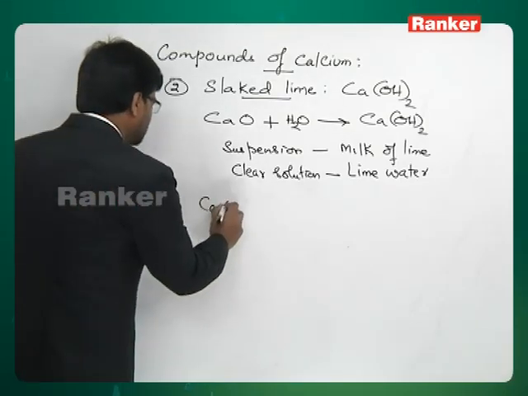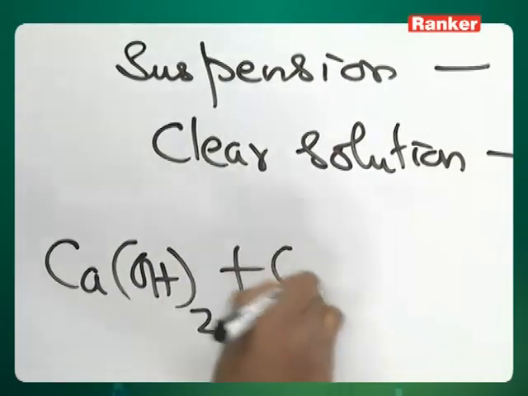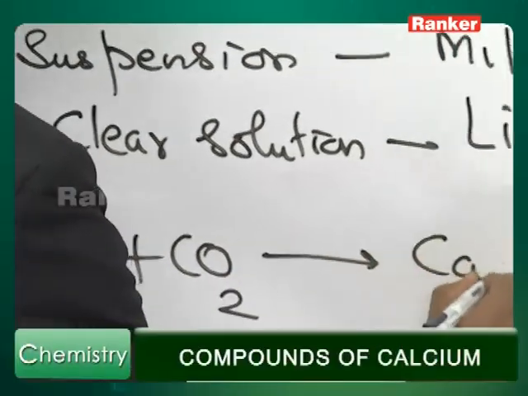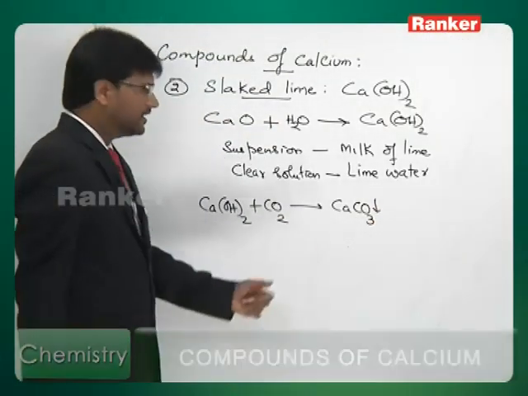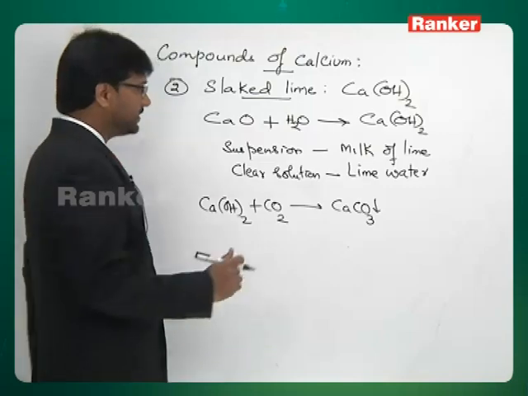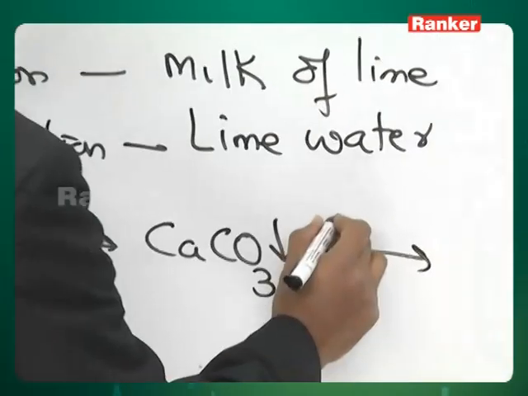Ca(OH)2 reacts with carbon dioxide. You get a white precipitate due to formation of calcium carbonate. Of course, water is formed. So you get a white precipitate due to calcium carbonate. Here, care has to be taken.